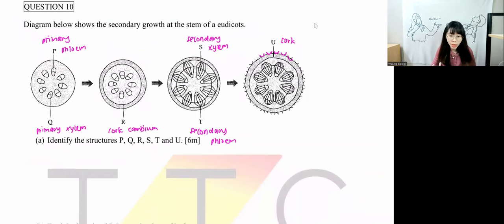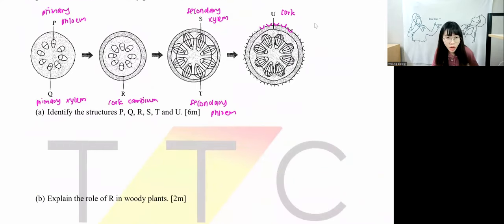Next one: explain the role of R in woody plants. R is cork cambium. Remember we say cork cambium, we have 2 different tissues. What tissue do we have in cork cambium? To carry out secondary growth. Woody plants means secondary growth. Over here, we have inner cork and outer cork. For cork cambium, they form into inner and outer cork.